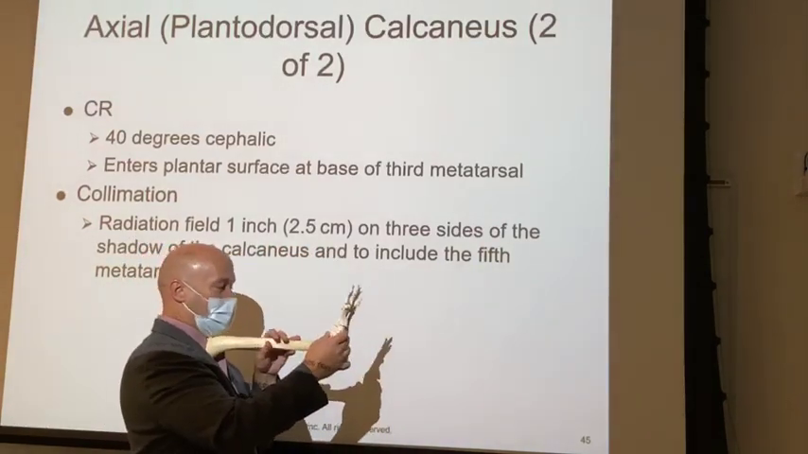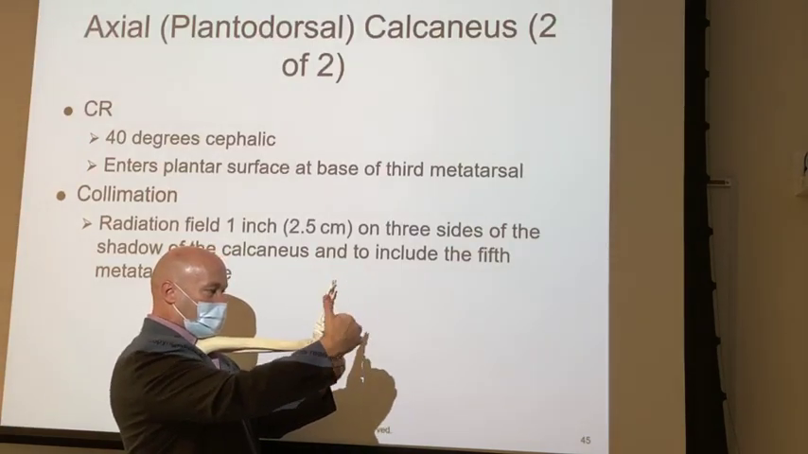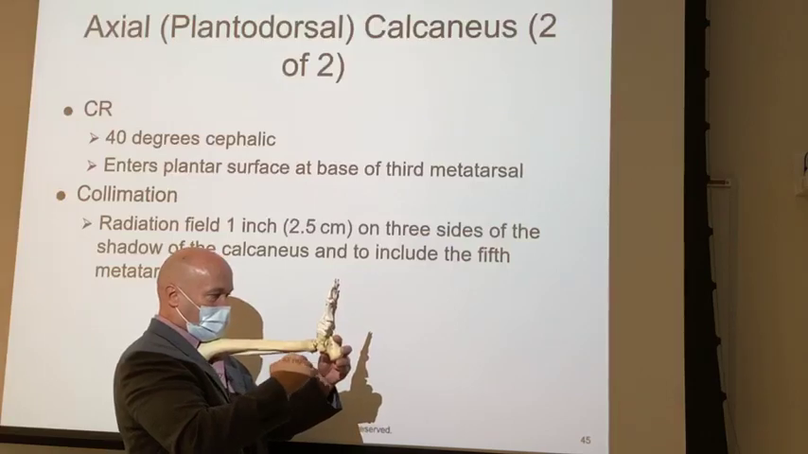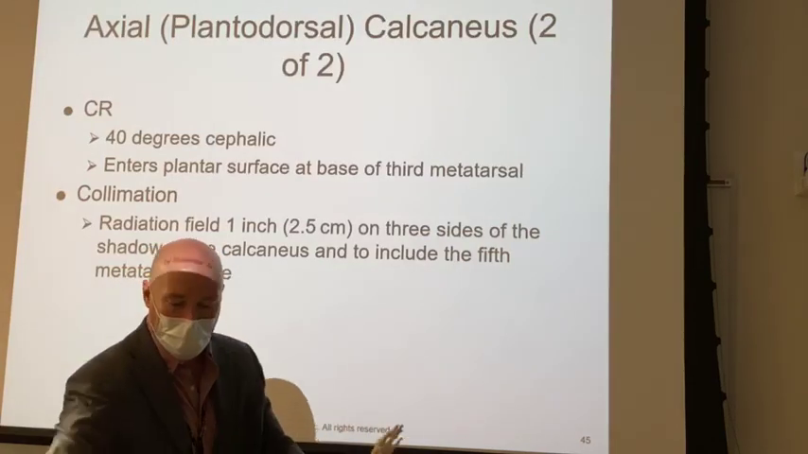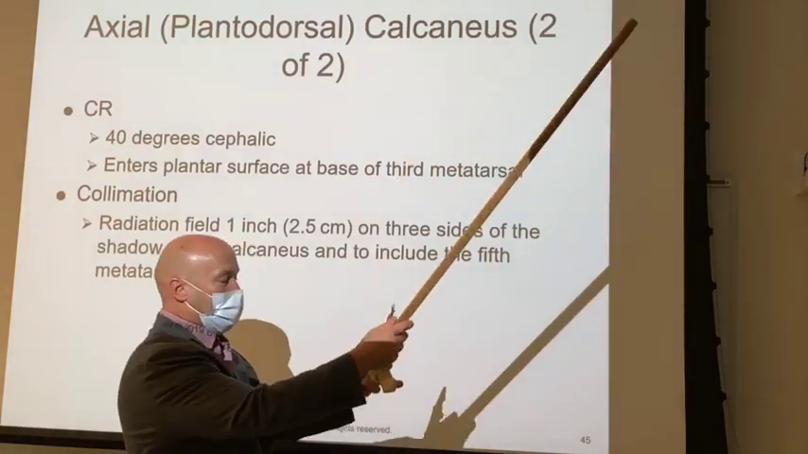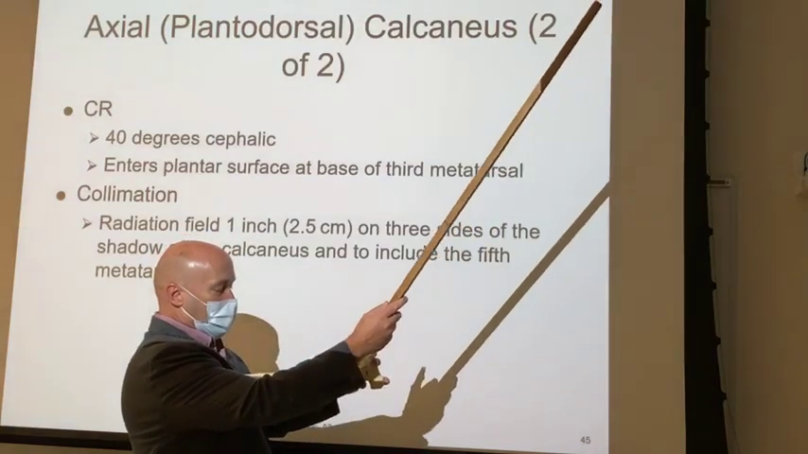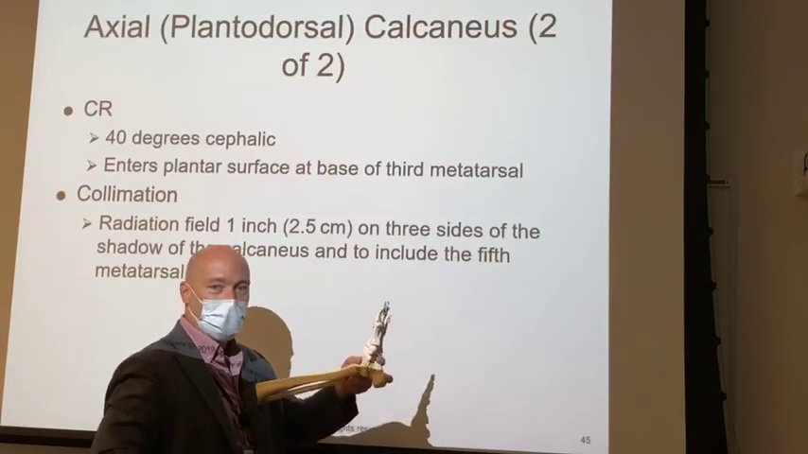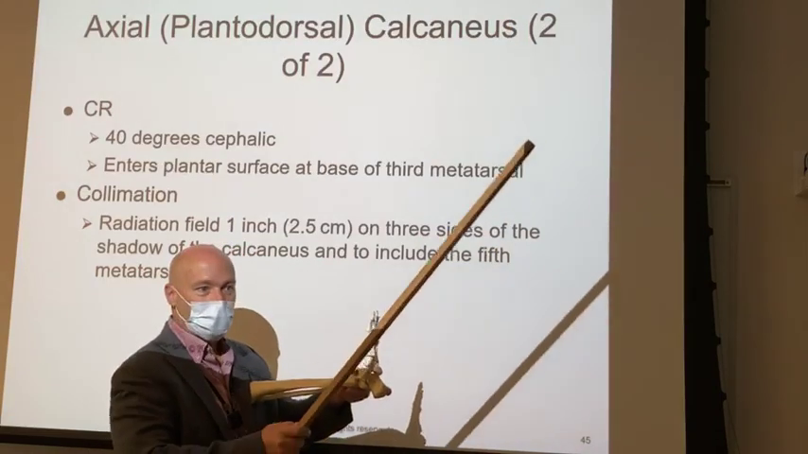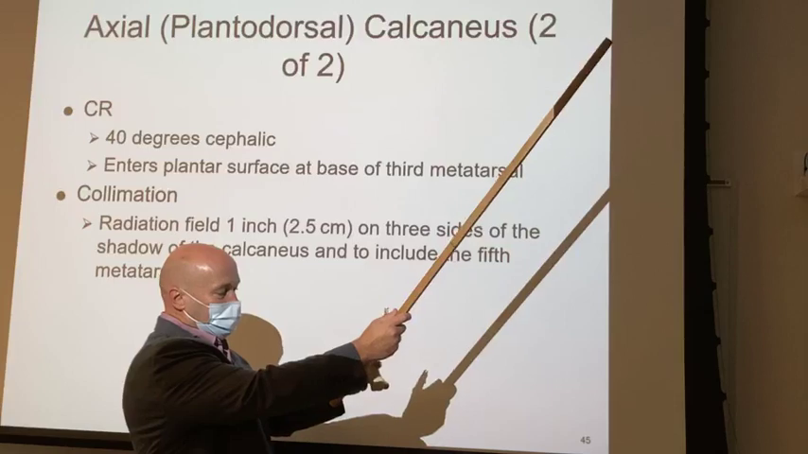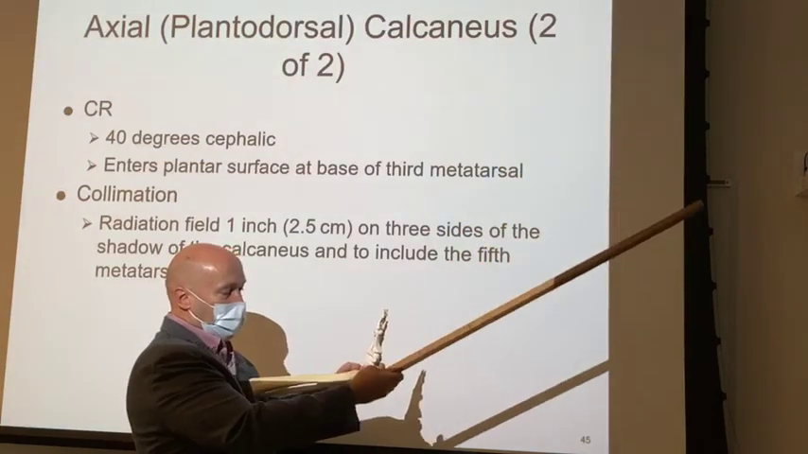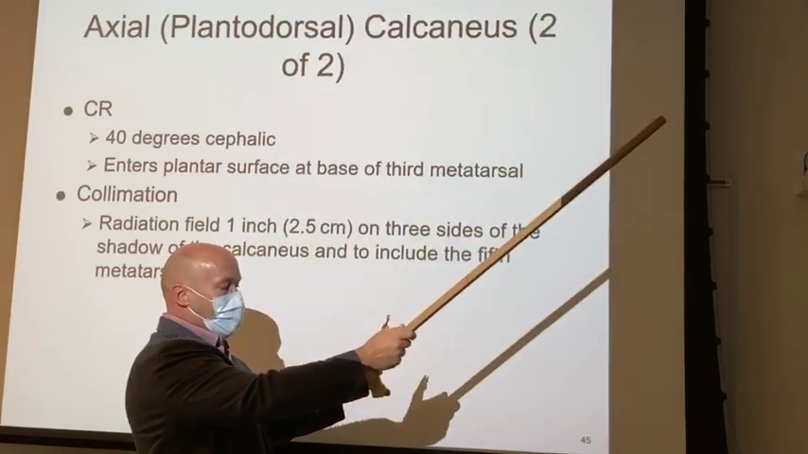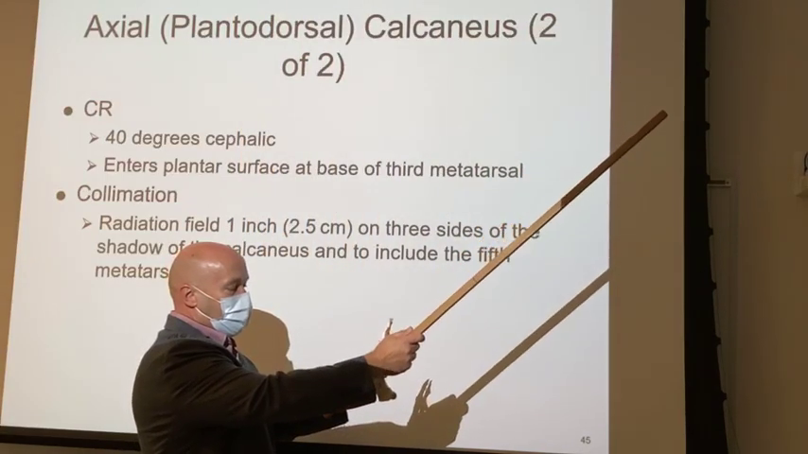So dorsiflex the foot. You use a 40-degree cephalic angulation on your central ray with your image receptor, keeping in mind that the center of your collimated field at that 40-degree angle is going to be right here, okay? You put the middle of the image receptor down there, you're not putting the anatomy in the center of the image receptor, right? So with that angulation, you may have to center your image receptor a little bit higher than what would be intuitive. But 40-degree cephalic angulation.